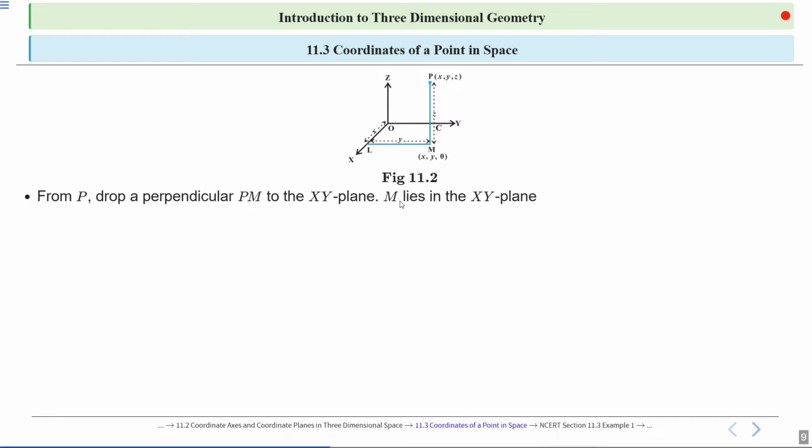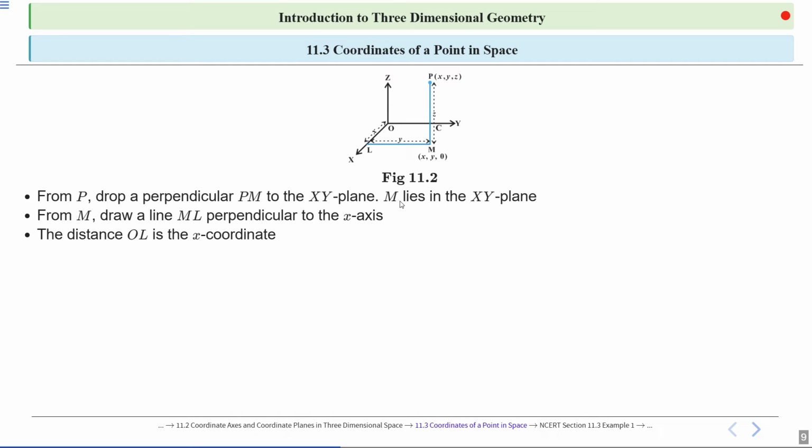So from point P, we drop a perpendicular PM to the XY plane, and we call the point where it meets the plane M. So this means that M is directly below P, lying flat on the XY plane. Now, from point M, we draw another line, this time perpendicular to the x-axis. This new line meets the x-axis at a point we will call L. Notice how we are breaking down the position of P step by step. First vertically, then horizontally.